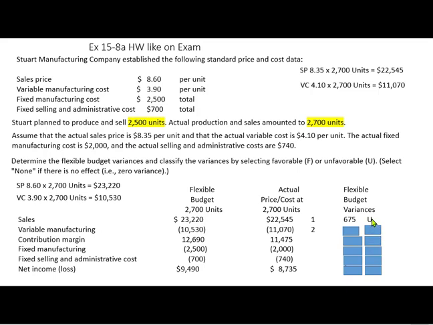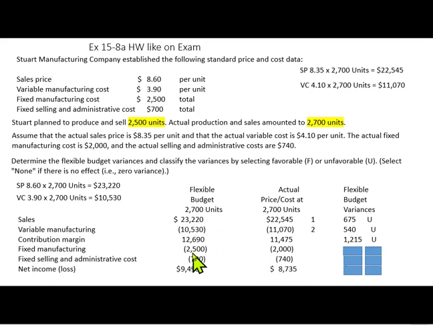Next, we've got variable manufacturing costs that were budgeted to be $10,530. They actually came out to be $11,070. So that's a higher number, so that cost is higher than it should be. Therefore, that's a $540 unfavorable variance. Contribution margin was supposed to be $12,690, came out to be $11,475. So that's a $1,215 variance, and it is unfavorable.